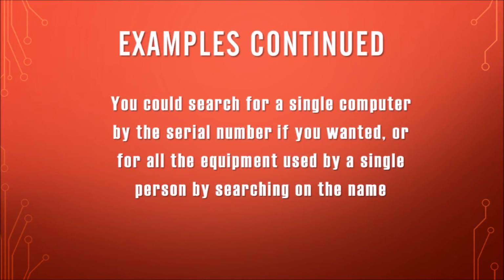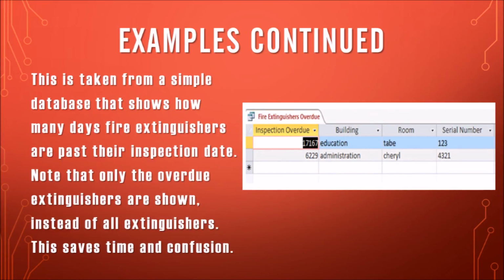You could search for a single computer by the serial number if you wanted, or for all equipment used by a single person by searching on their name. This is taken from a simple database that shows how many days fire extinguishers are past their inspection due date. Note that only the overdue extinguishers are shown, instead of all extinguishers. This saves time and confusion.